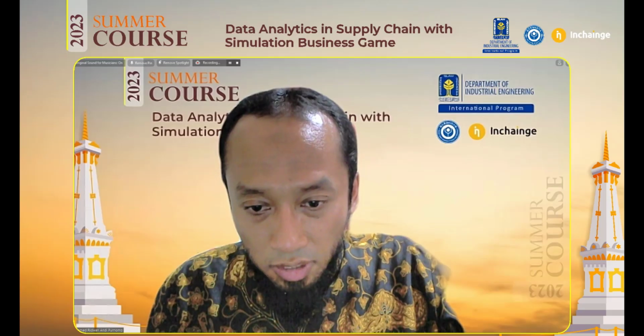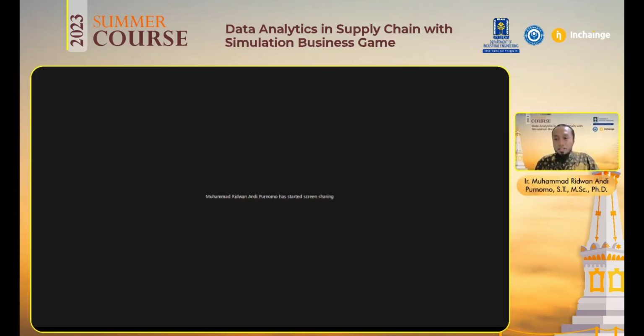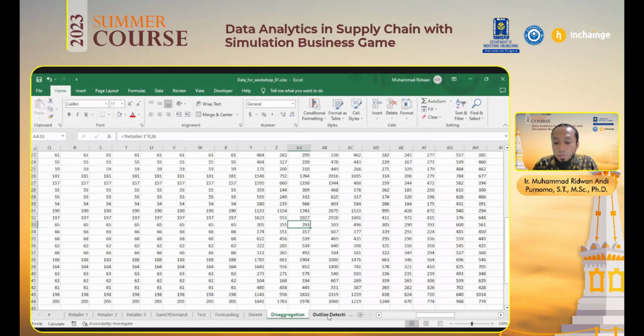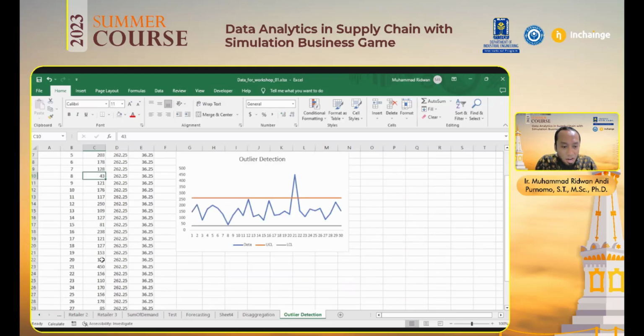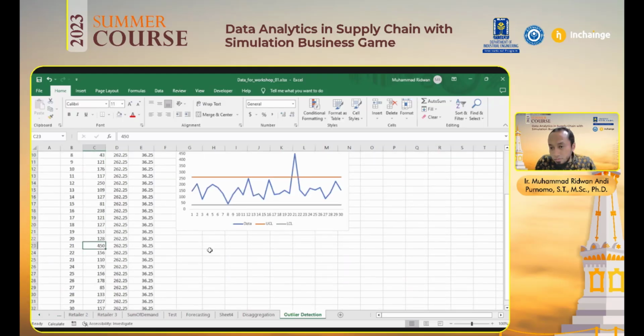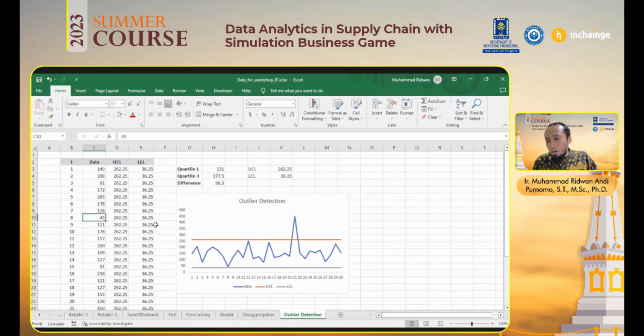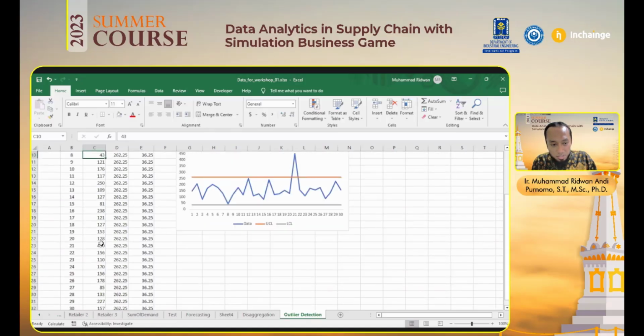If we use visual inspection, sometimes we make mistakes with outlier detection like this. If we use our eyes to analyze the data, we try to scan this data, then we find this one, the data is very, very low, 43. And if we scan again, this one is very high. If we use visual inspection, we make mistakes. Maybe we consider this as an outlier, and we consider this as an outlier.